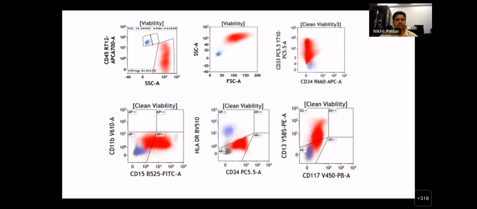So in this flow plot, CD45 is heterogeneous, CD33 is positive, and CD34 is negative. While CD15 is positive, CD11b is negative, CD34 and HLA-DR both are negative, and CD13 is bright positive. Okay.